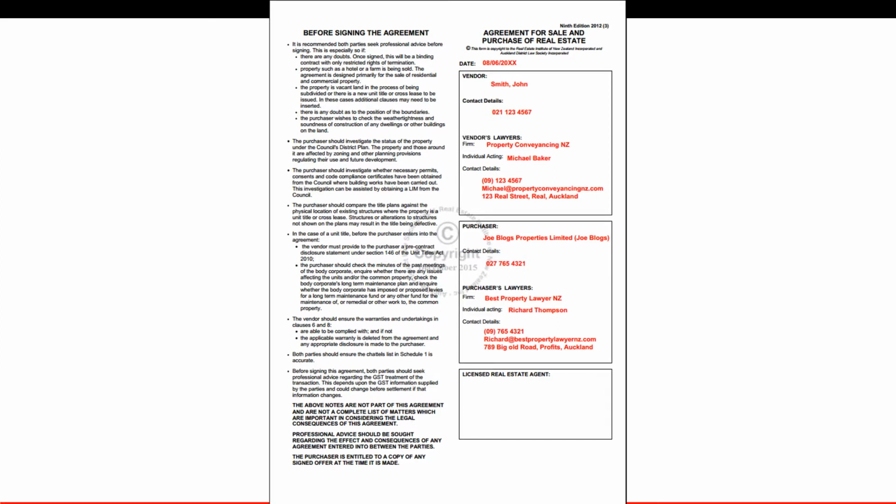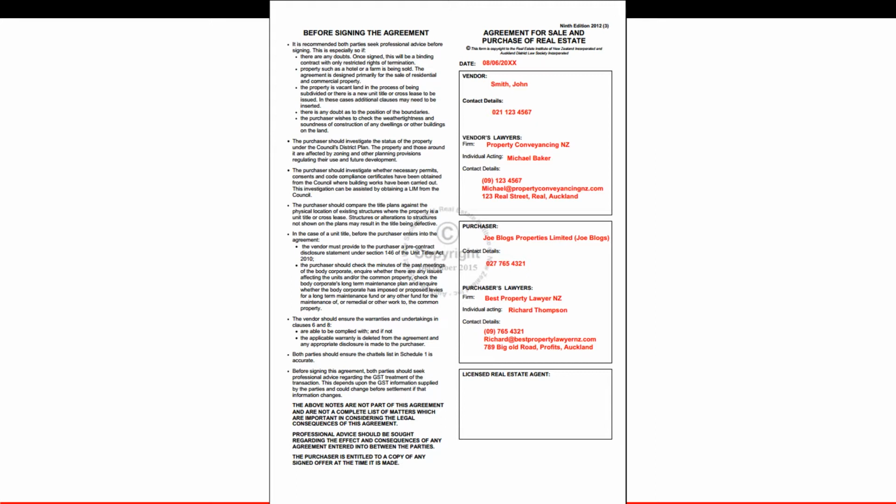On the slide here, we can see an example of the lawyer details page actually filled out, just so you get an idea of what this should look like. You've got the date on top, the vendor's name, and their contact details, which is their phone number. We've got the firm, the lawyer's company name, which is Property Conveyancing New Zealand, and the individual acting solicitor, which in this case is Michael Baker. Same idea for the contact details: the landline number, the most convenient email, as well as an actual address.